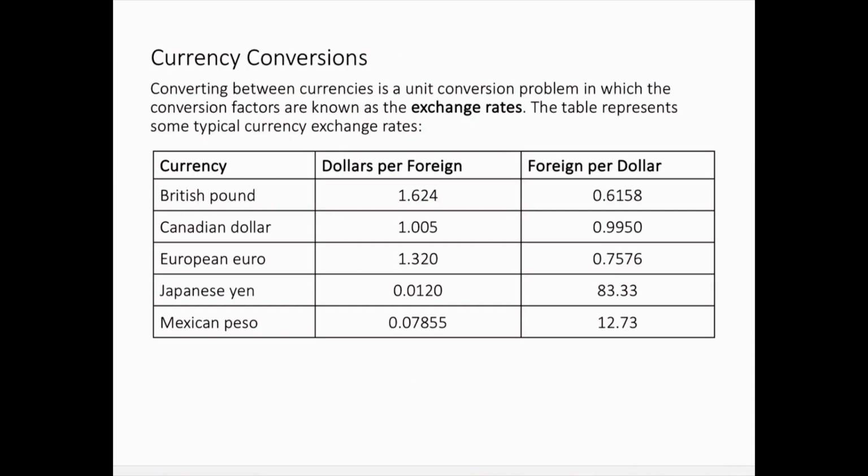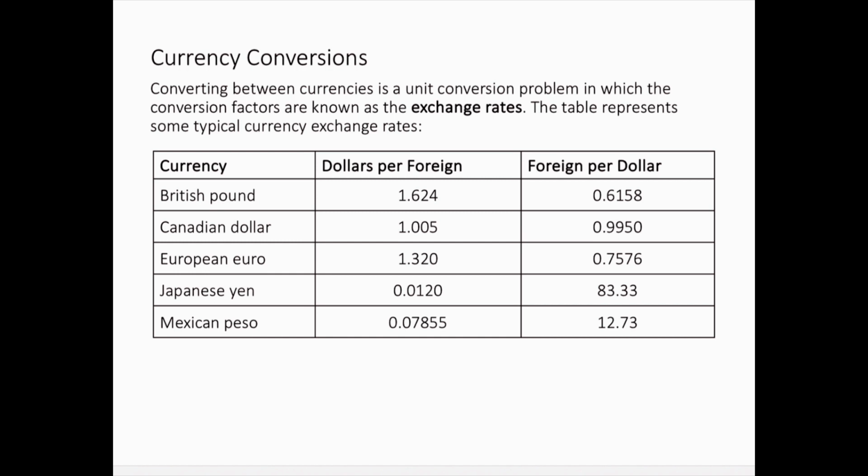So one last conversion that we're going to talk about is currency conversion, and that's pretty common in everyday life, especially when you're traveling. So we have this table here. Keep in mind that these values change day to day. So what we're using right here may be a little bit old. It should be close, but if you look online, it may be a little bit different.